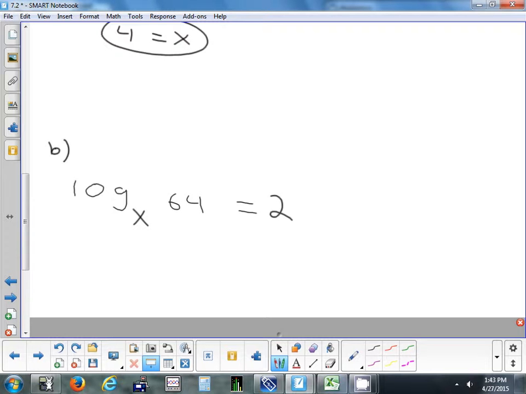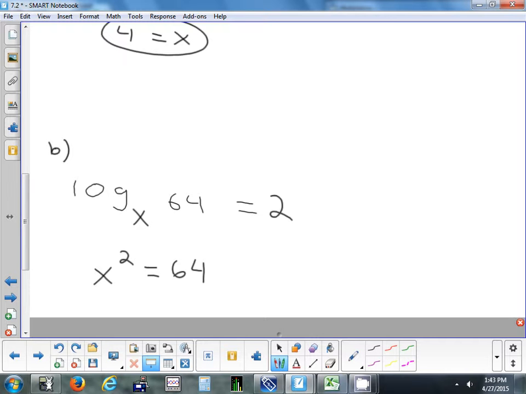Get rid of that log. Very, very first thing you want to do. Okay, Alec, what's going to be my base here when I get rid of the log? X, good. X is the base. Okay, Riley, my exponent? 2. X is 2. Exponent on X is 2. And what goes by itself on the other side? 64.